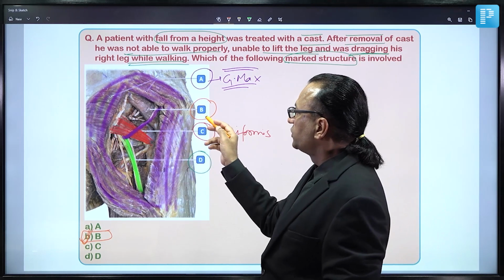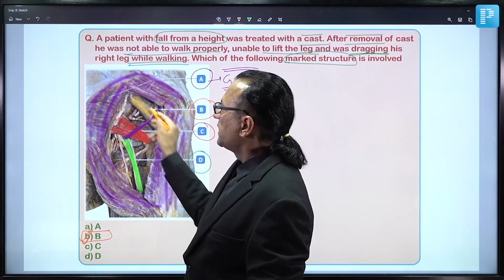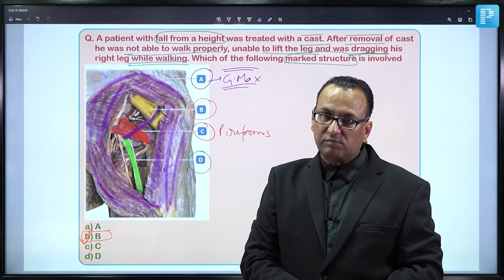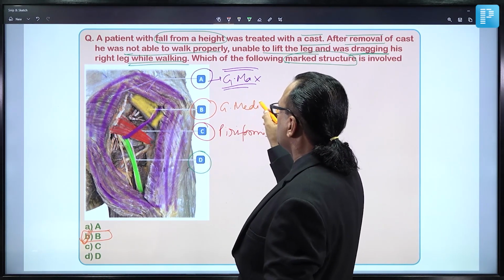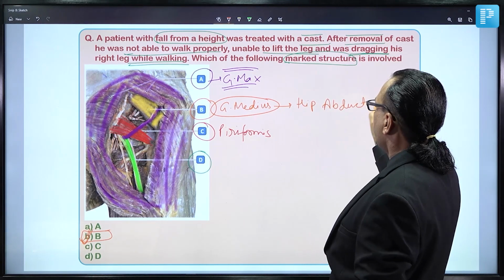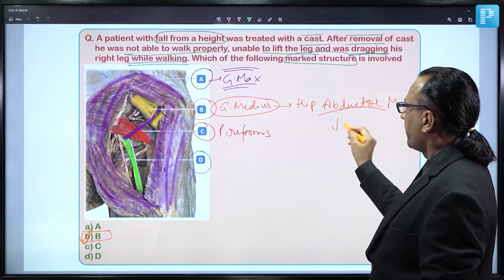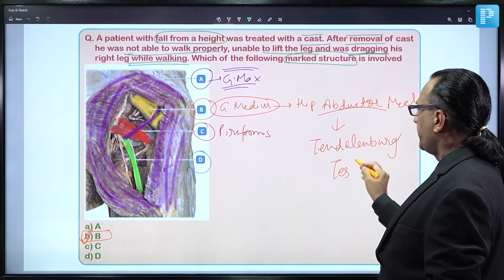The muscle which you can see only once you have cut the gluteus maximus. It is under cover of that. It is called the gluteus medius muscle, and it is the gluteus medius muscle which is important for the hip abductor mechanism, and if that mechanism is compromised, we will have the Trendelenburg test positive. Now let us look at some more details here.